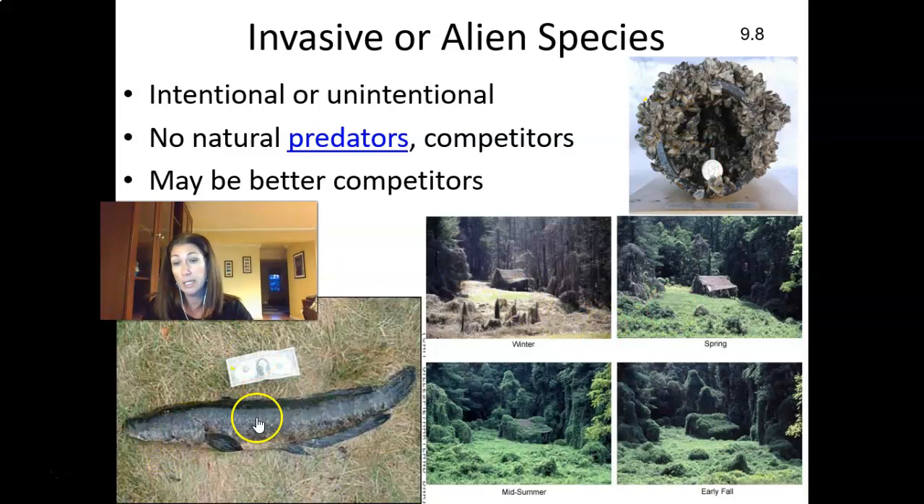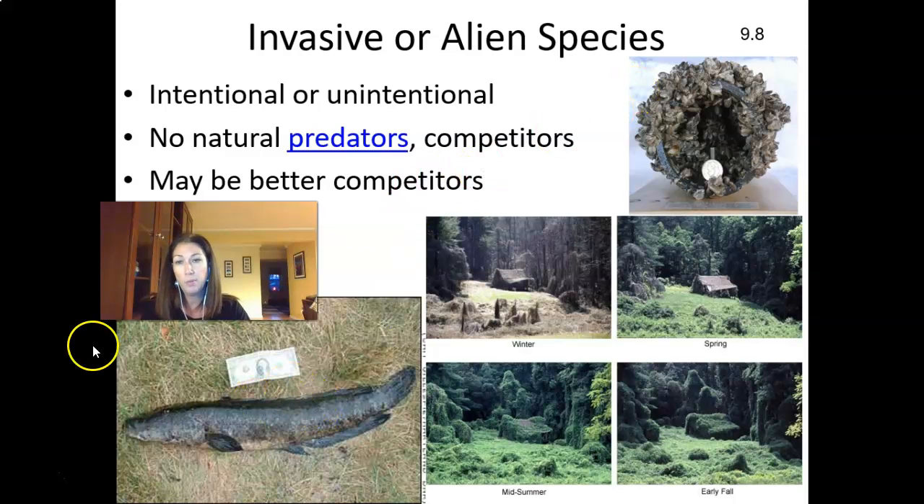This one down here is a snakehead that is in our area, and the snakehead was introduced, and it's a voracious predator. It reproduces very, very rapidly, and it can take over an entire pond or lake, and it is reproducing in our Potomac River, and it is eating a lot of our native fish, and not a lot of our native animals will eat the snakehead.